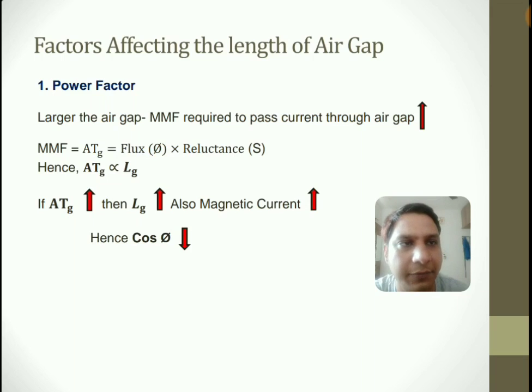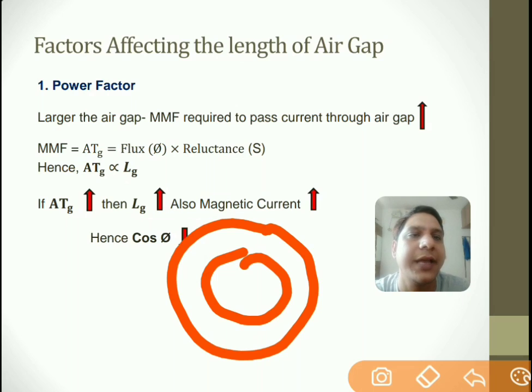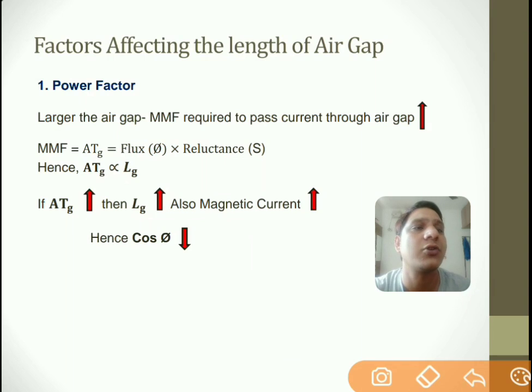Then the further part is something interesting to know about: factors affecting the length of air gap. We know that between the stator and the rotor there must be an air gap. When you are choosing an air gap, how much air gap has to be provided depends on several factors. The length of air gap is going to affect the performance of the motor. So we are going to see what factors affect the length of air gap. First of these is power factor. Power factor is going to be affected if we change the length of air gap. How, we are going to see.